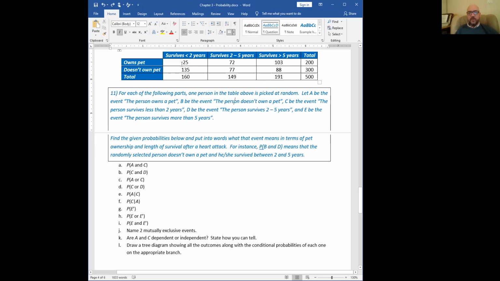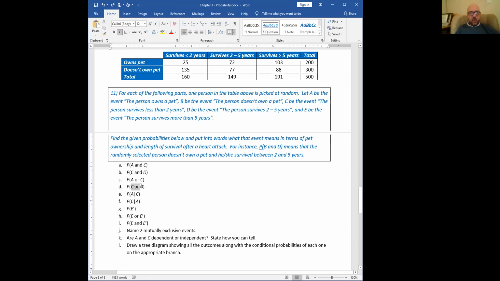Instead of adding up 135 and 25 and 72 and 103, although that does work, what I did was I looked at this plus this minus that, right? Because that's what the OR formula says, is probability of A plus the probability of C minus the probability of A and C. And that is 360 minus 25, which is 335, right? That's an easier, it's a quicker calculation. So that's the one I did.